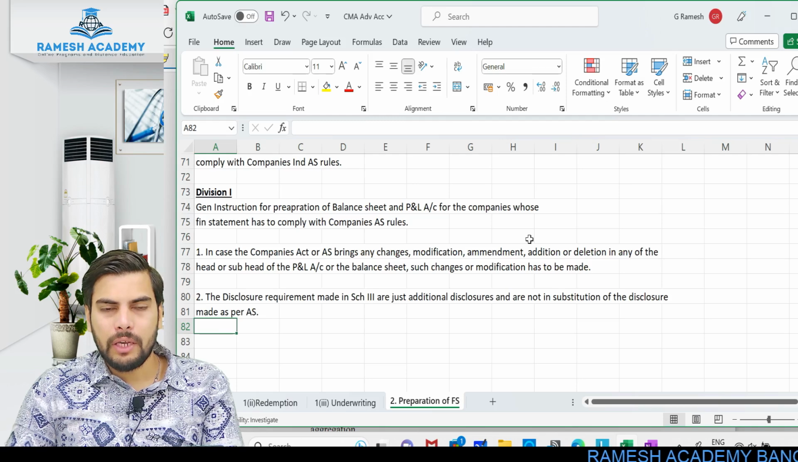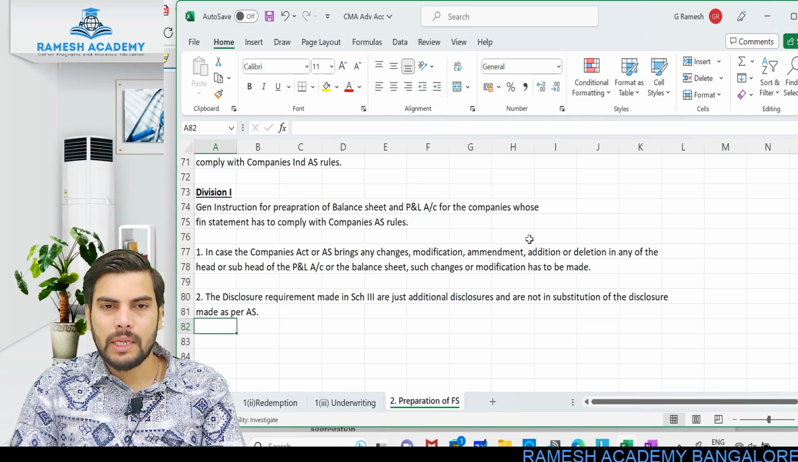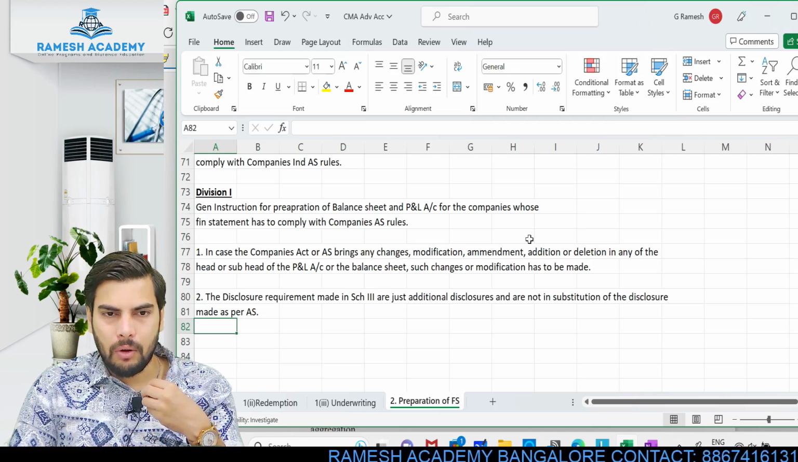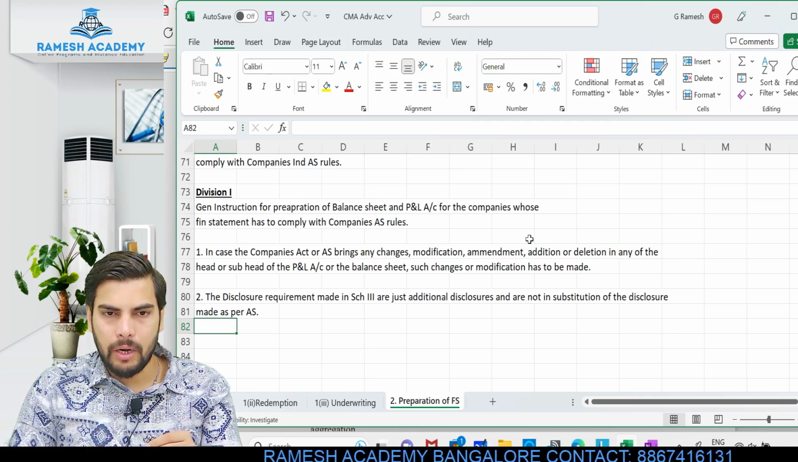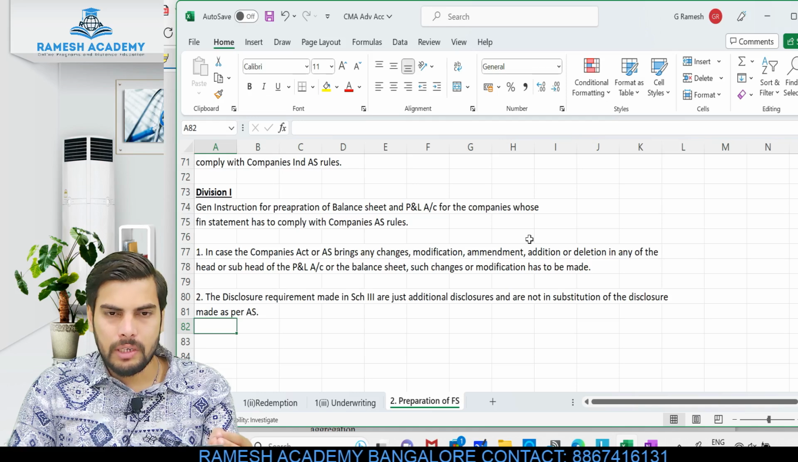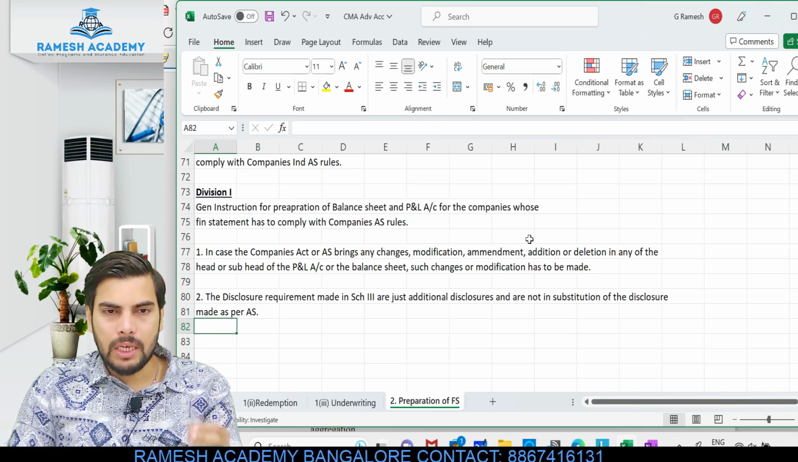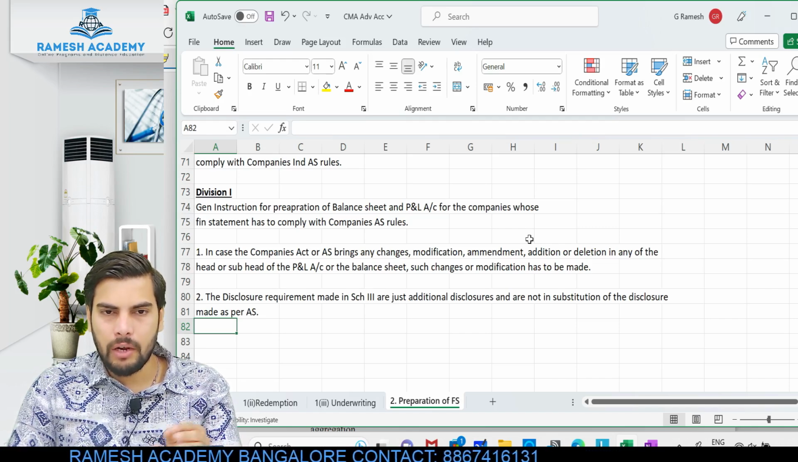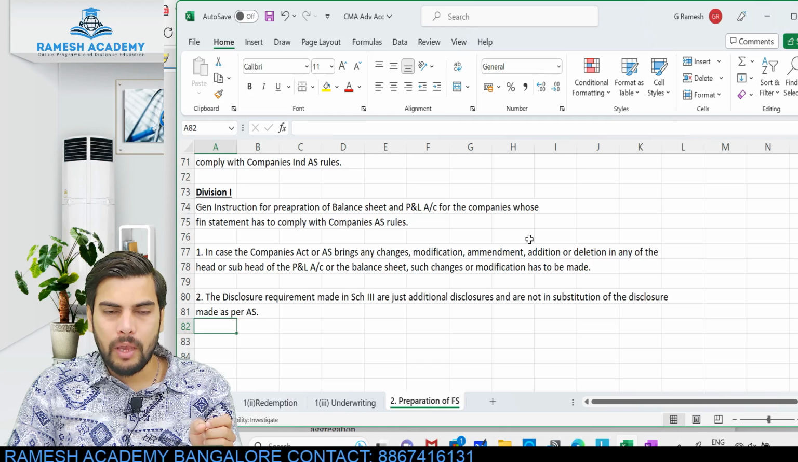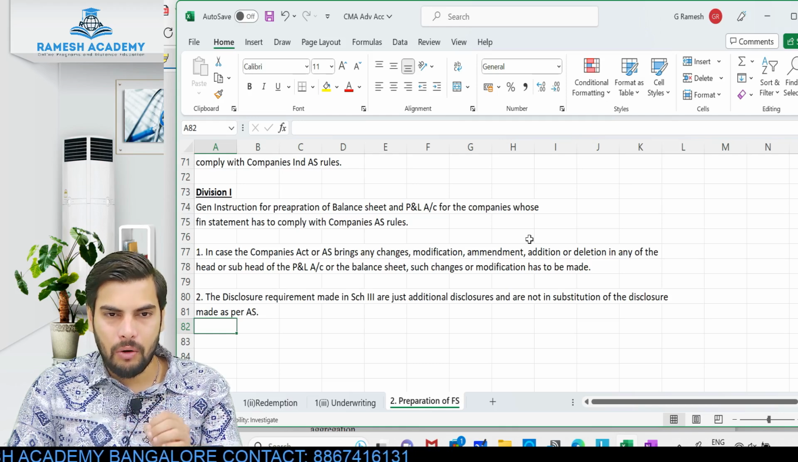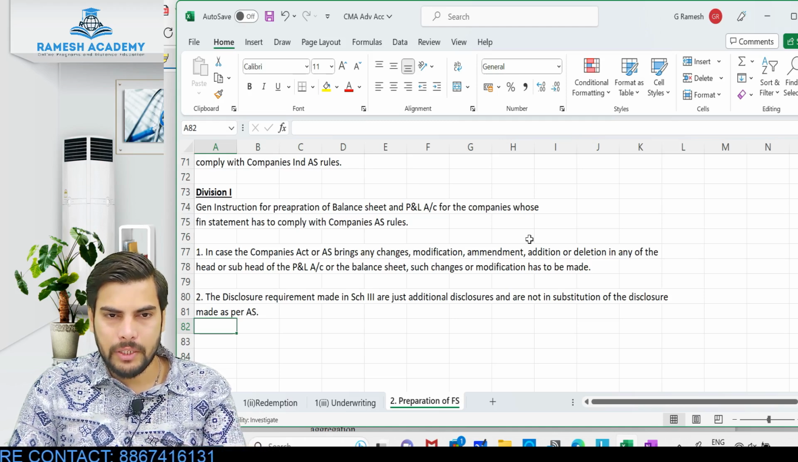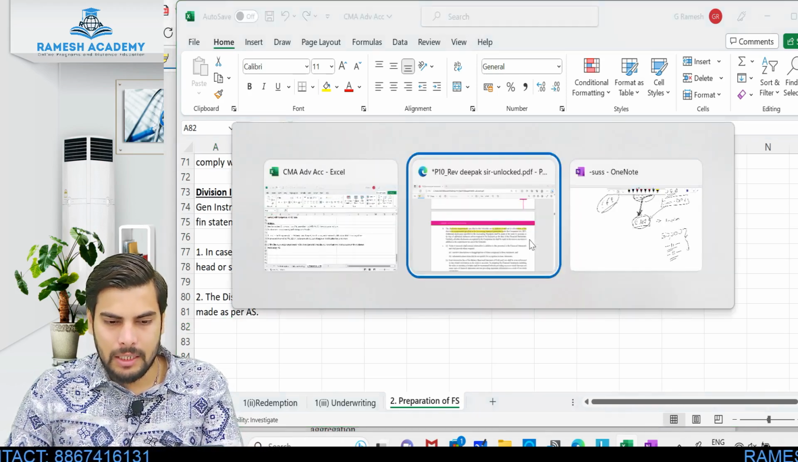So if at all the accounting standards are asking us to make some disclosure, that has to be made. Just because the schedule 3 is asking us to make certain disclosure, it does not take away the power of disclosure from the accounting standard. It is just an additional disclosure requirement as per schedule 3. So although schedule 3 is asking us to make certain disclosure, we cannot say that we'll be making the disclosure only as per schedule 3 and not as per accounting standard. So you need to make the disclosure which has been given as per each accounting standard. So these disclosures as per schedule 3 are just additional disclosure which you will be making along with the disclosure as per accounting standard. Clear?